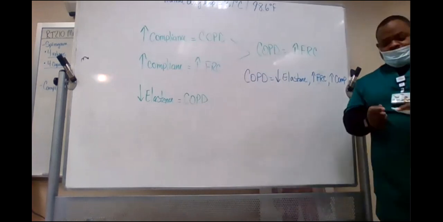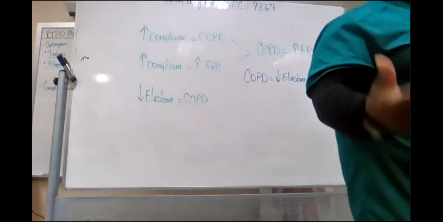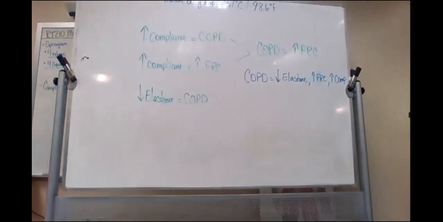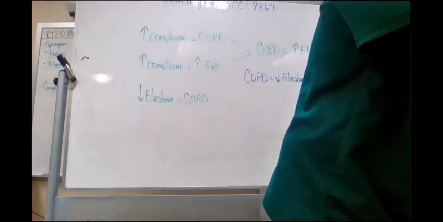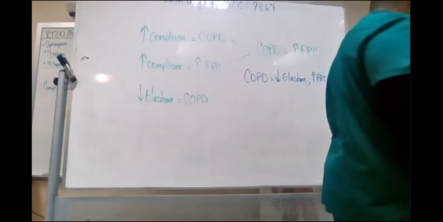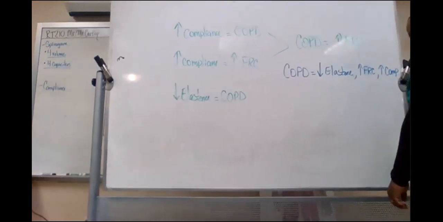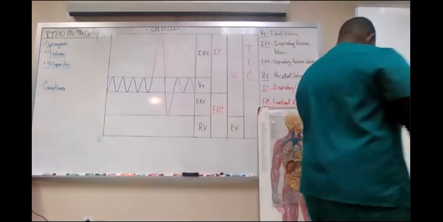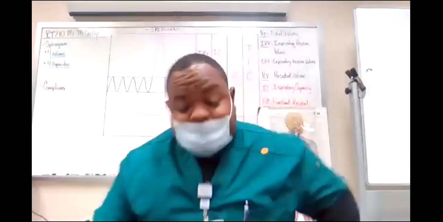Because high compliance means you'll do whatever I tell you to do. The lungs will stretch as far as I want. They're just like floppy socks, right? Floppy lung. Emphysema is another word for floppy lung, and emphysema is one of the COPD diseases. All right. So there's different types of compliance. Got a couple of different types of compliances.